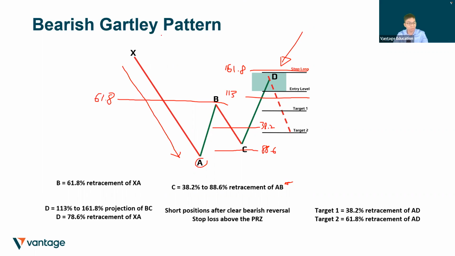Okay, target 1 for this pattern is at 38.2% retracement of A to D. Take note, A, D. Take note of it down. Then target 2 extends towards the 61.8%. So please screenshot this down before we continue. It's quite complicated. So later on, you'll just notice that the charts look almost the same. The shape looks almost the same, but the Fibonacci ratios are different.